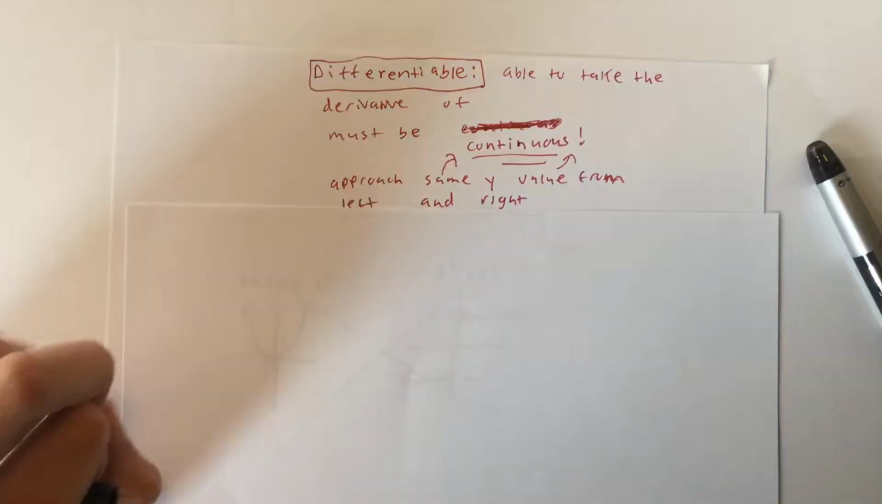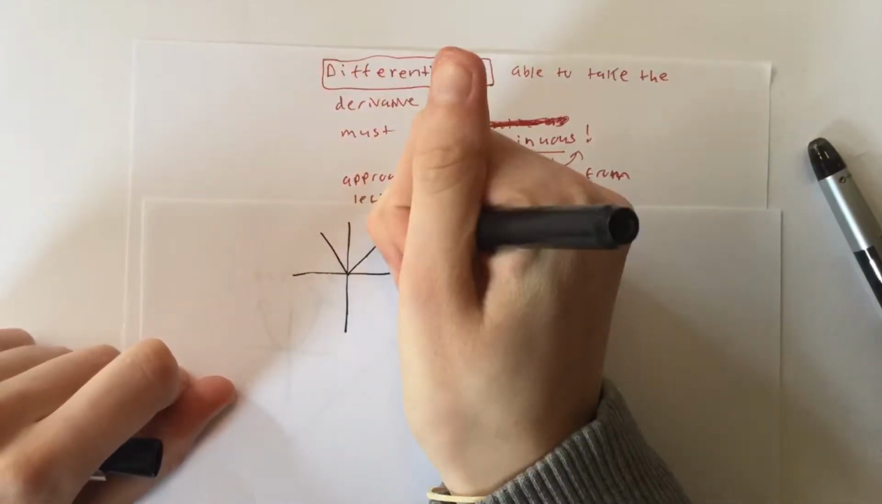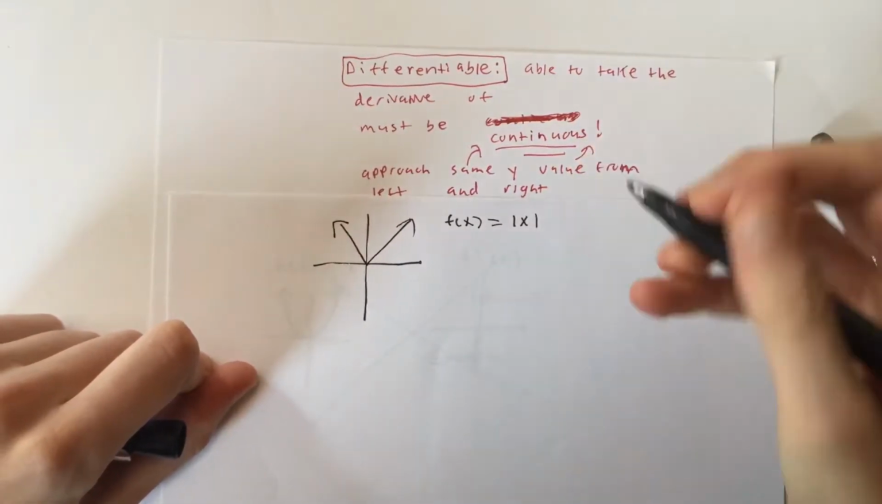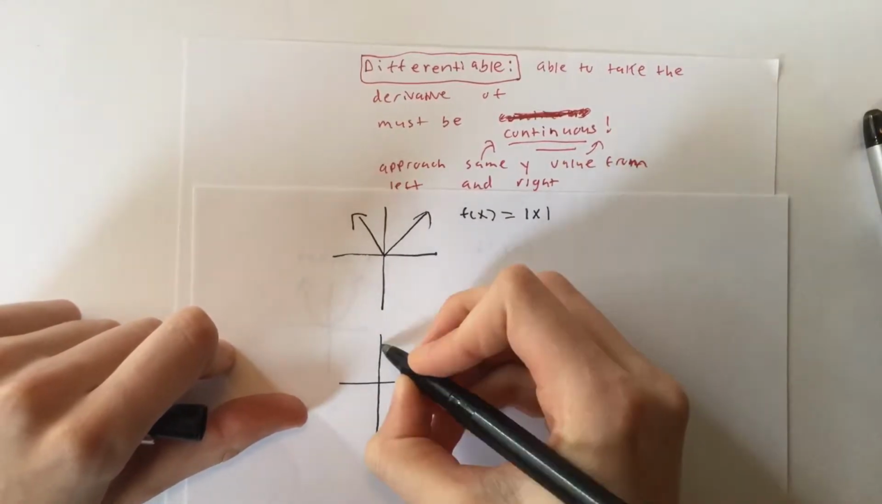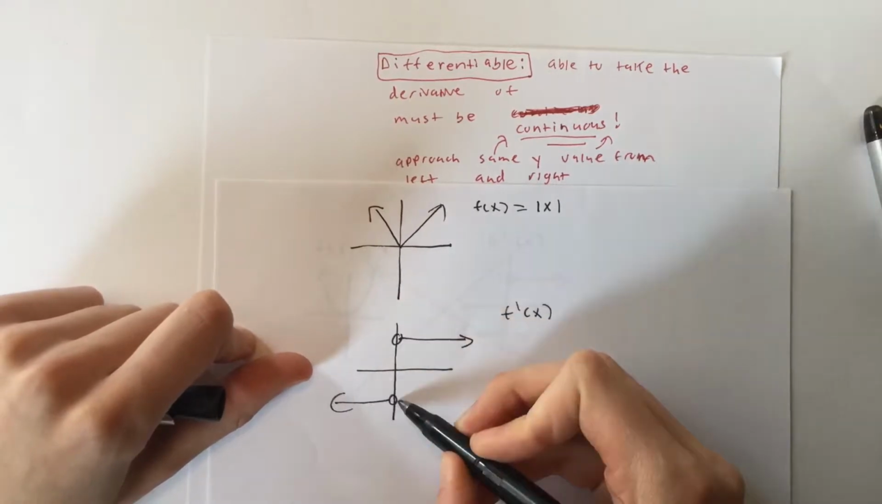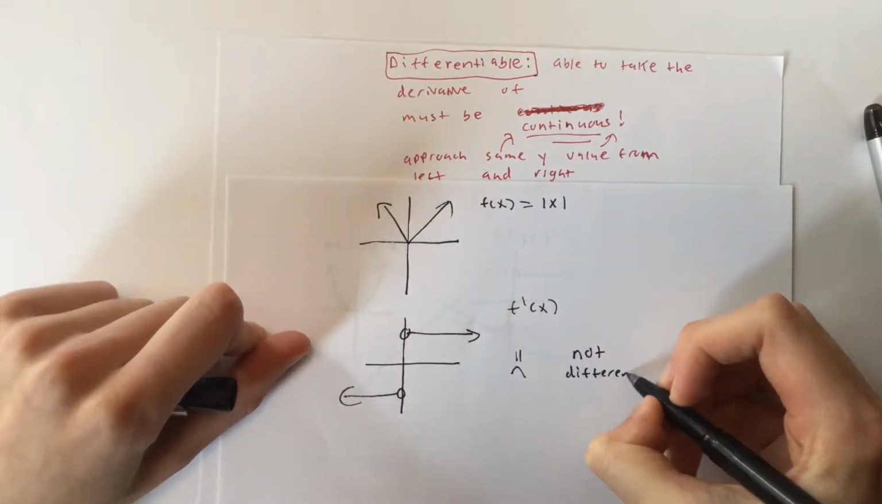So for the first function, f of x equals the absolute value of x. Now, it is continuous, as you can see by the graph. However, when you take the derivative of it, as x approaches a, f of x does not approach the same value from the left and right, therefore it's not differentiable. This is at the origin, x equals 0.